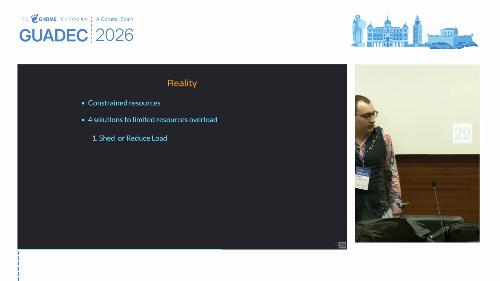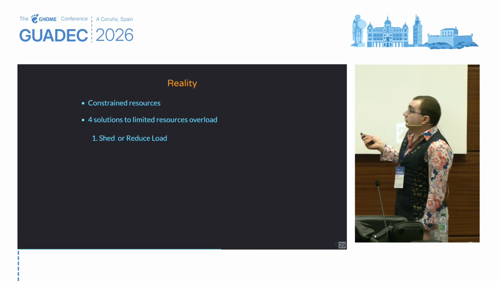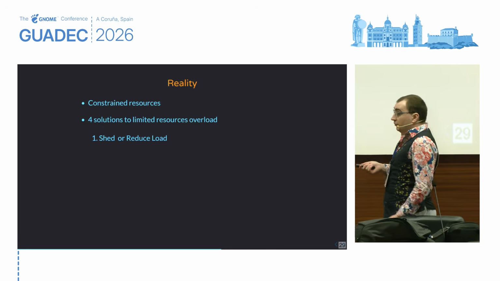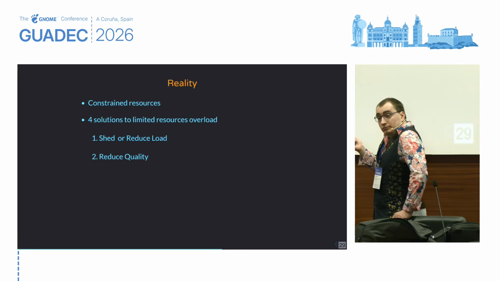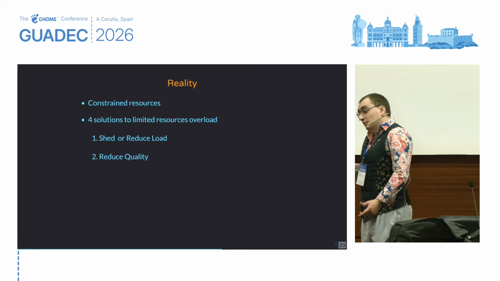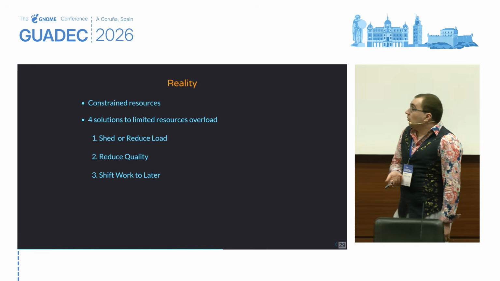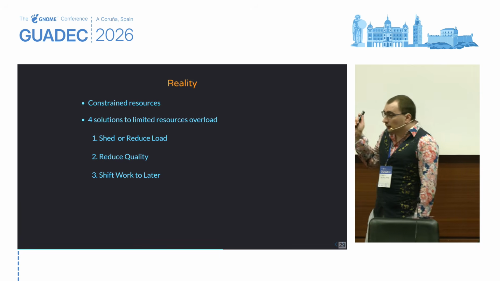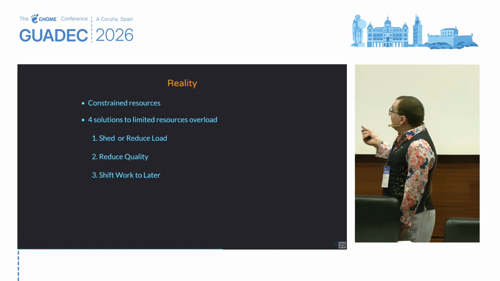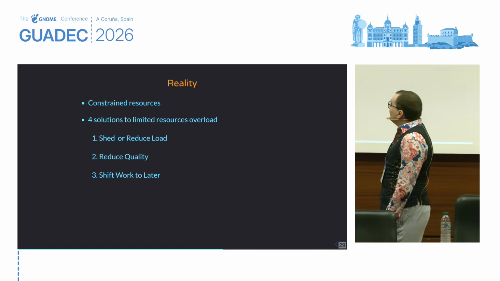This comes from system research. The first one is shed or reduce the load so that you can do more things at the same time because it's less. You can reduce the quality. Lots of stuff, you don't do them, or you do them less well, you do them faster, you cut corners. Or you can shift work to later. We all know that. That's called making a ticket. Right? And later usually means never, but that's a different discussion.